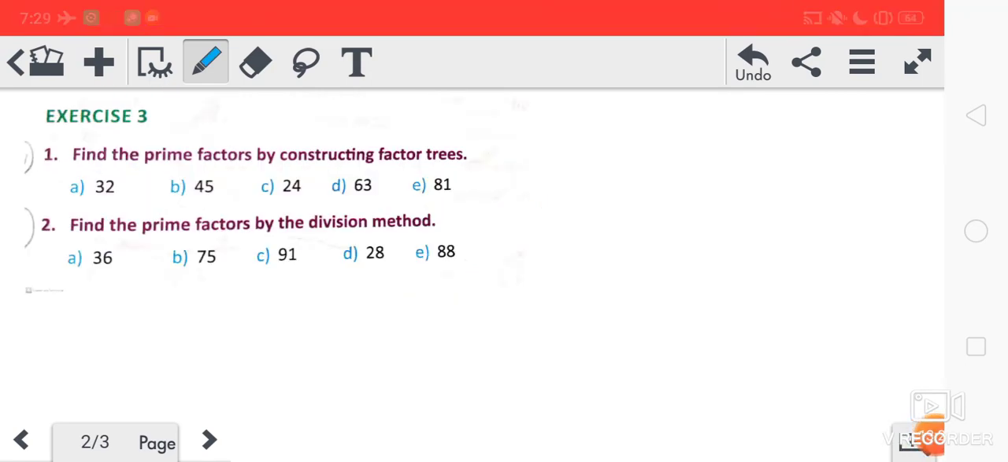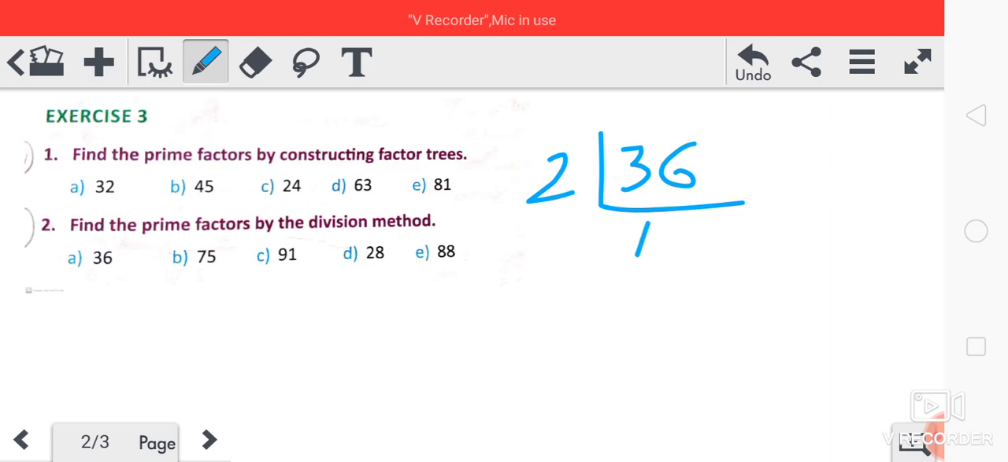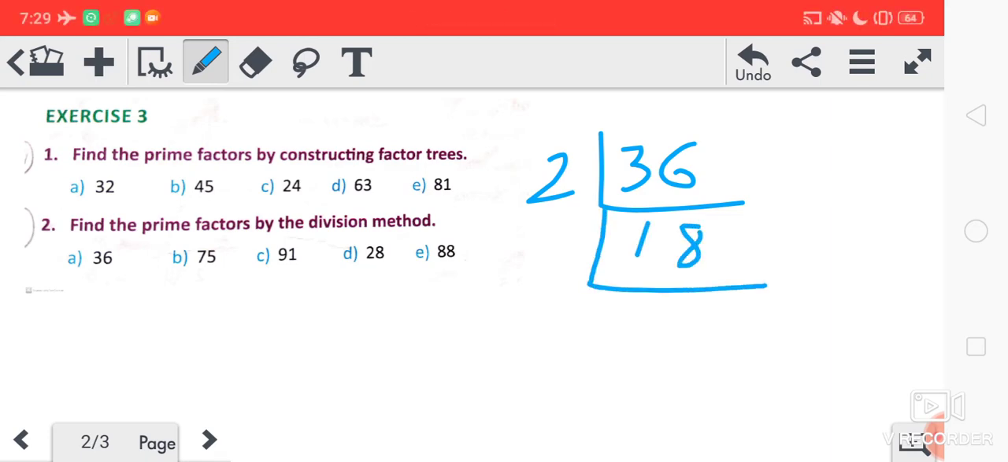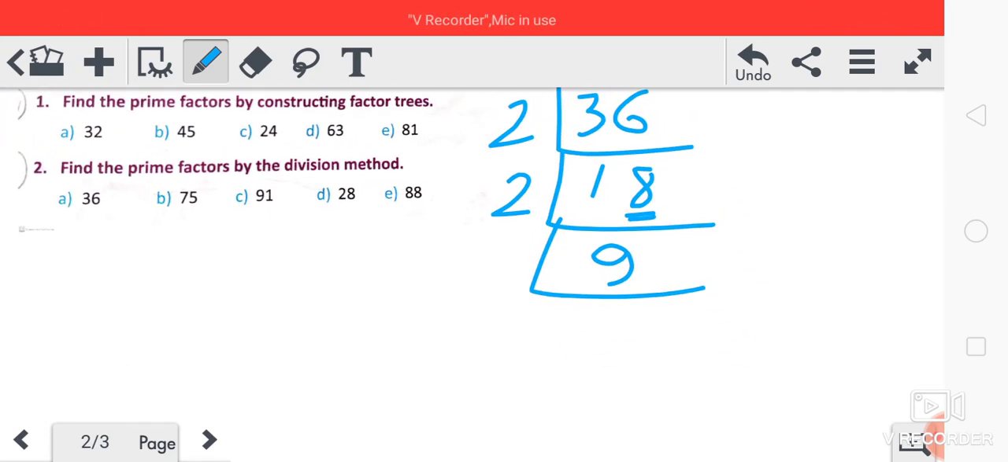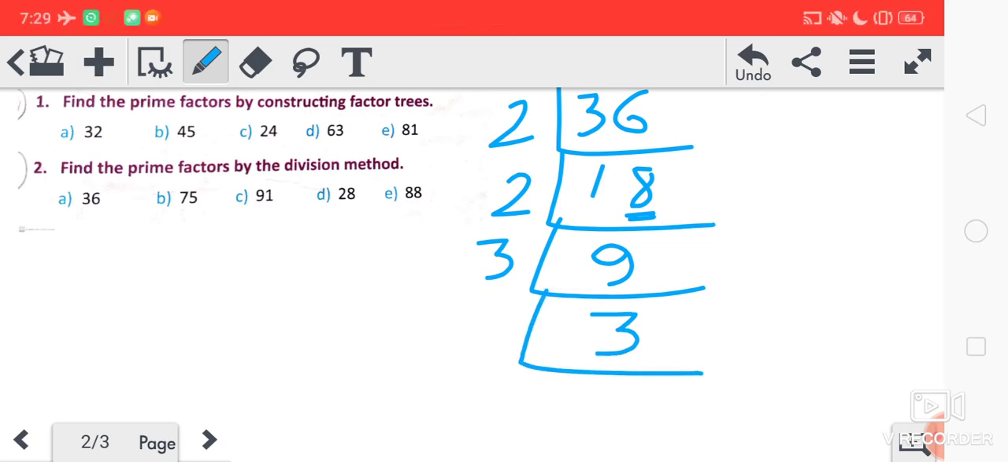So once again from the beginning I am taking 36. We'll take the smaller number, that is 2. Just now we have seen 2 18 times is 36. Again which number can we take? Can we take 2? The last digit is 8, you can see here, so it will be divisible by 2. So 2 how many times? 9 times. 2 9s are 18. Now 9, is it divisible by 2? No. So we can take 3. 3 3s are 9. Now again we can take 3, 3 1s are 3. When you get 1 at last, then you stop.